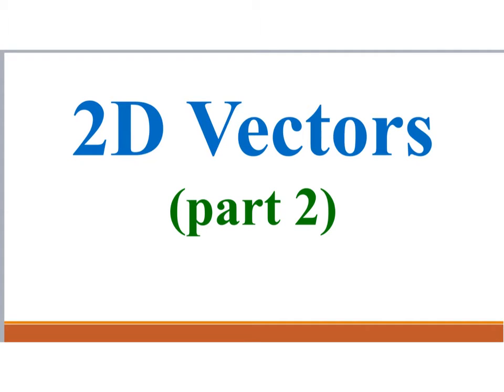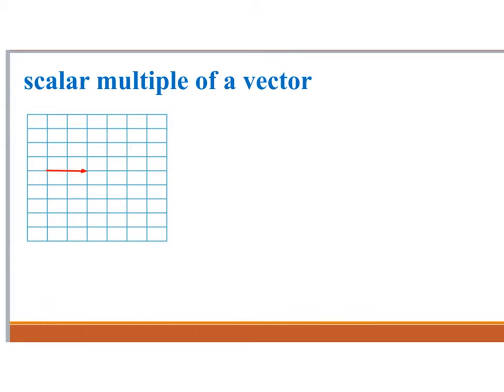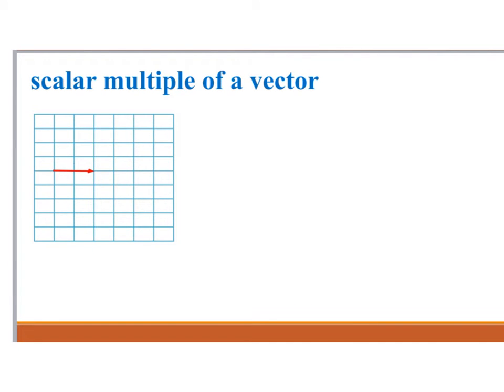This is a lesson on scalar multiples of vectors and parallel vectors in 2 dimensions. Suppose this is vector A, and we are to find, say, vector 2A and vector negative 3A.